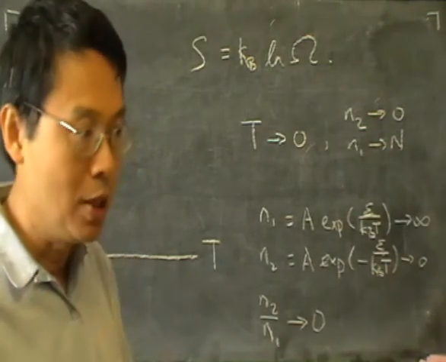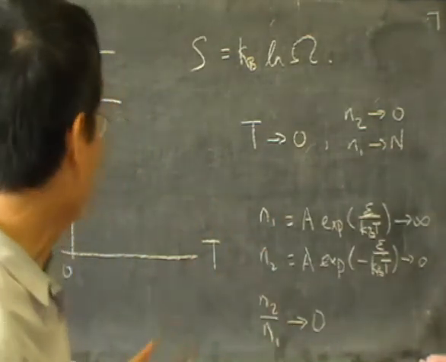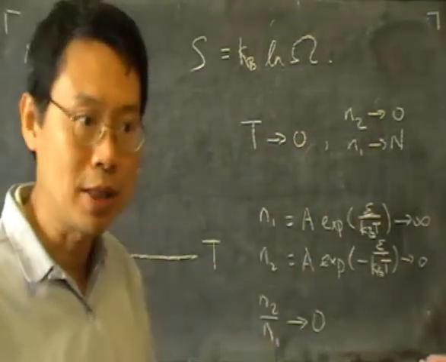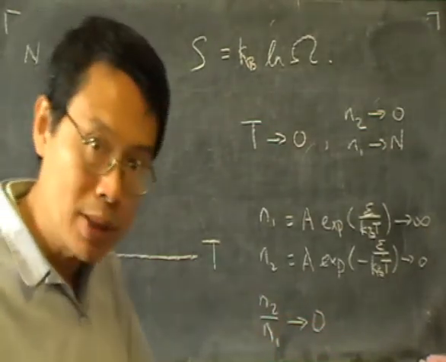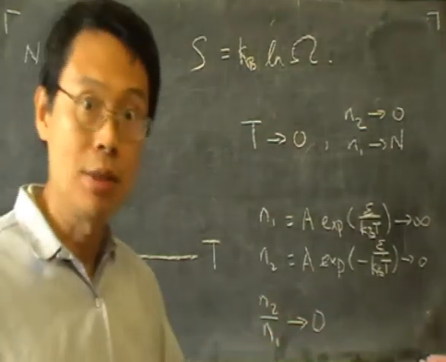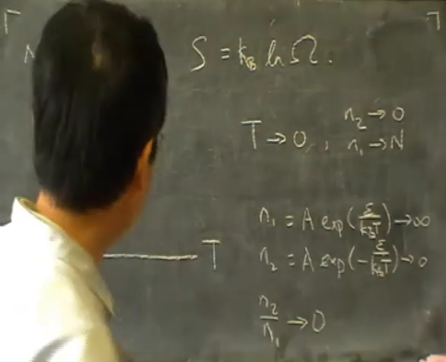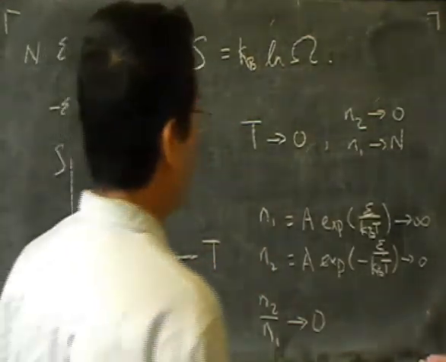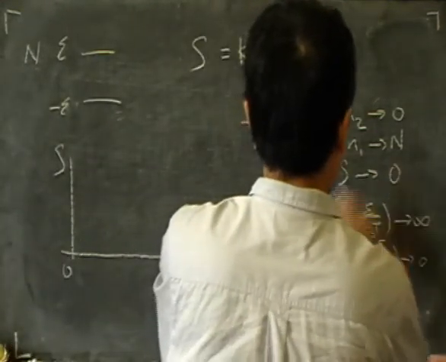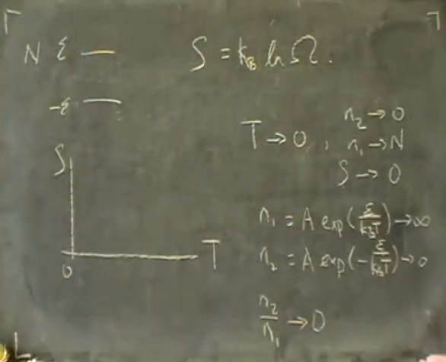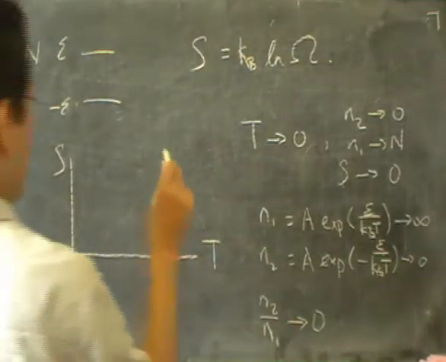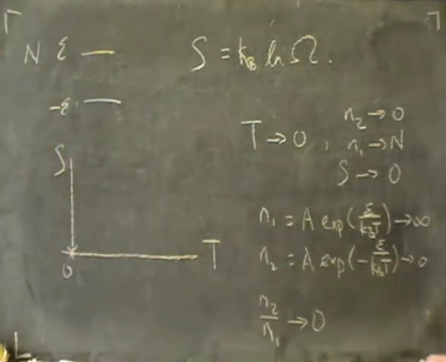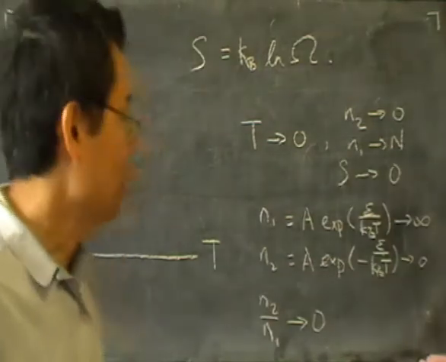You have more arrangements only if there are also particles in the top level and you can switch particles around and then you can get different arrangements. But if all particles are at the lowest level, that's it. There's only one arrangement, and log of 1 is 0. So therefore, S is 0. So now we have a value for S. At 0 temperature, entropy is 0. So we have found the first point on the graph.